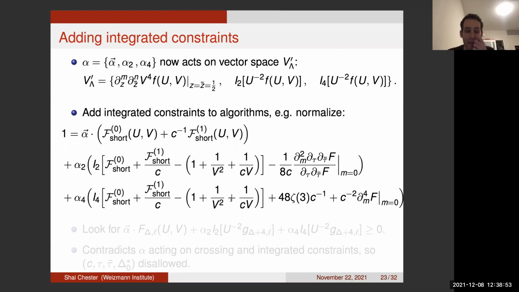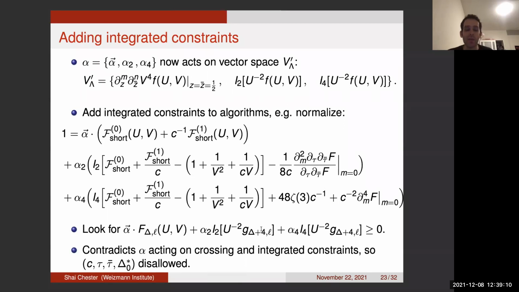Similarly, for the second step of the algorithm, when you're searching for functionals that satisfy this positivity, now instead of just having the z and z bar derivative pieces, you're also going to have integrals on these generic blocks. If you can find such an alpha, then this is again a contradiction. It means one of your assumptions was false. This disallows points in the expanded space of c, tau, and tau bar, because we're putting in two integrated constraints. We can parameterize tau and tau bar. Okay, any questions about how this algorithm was modified?